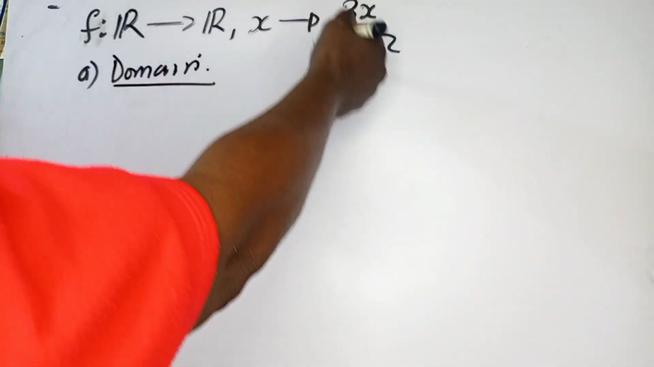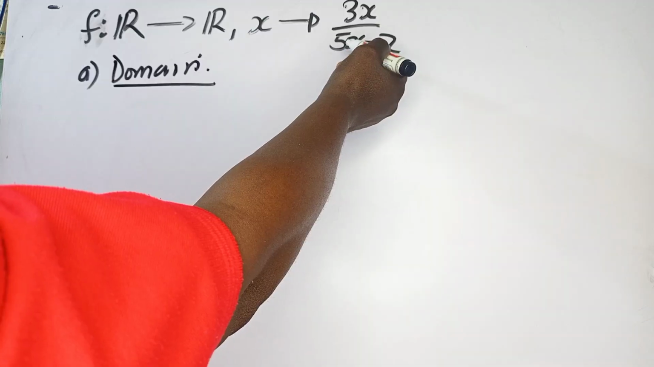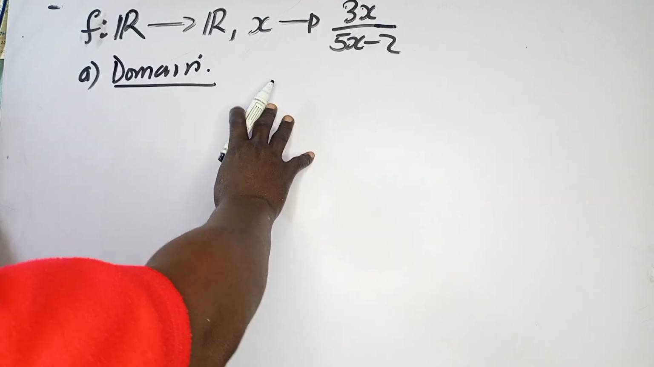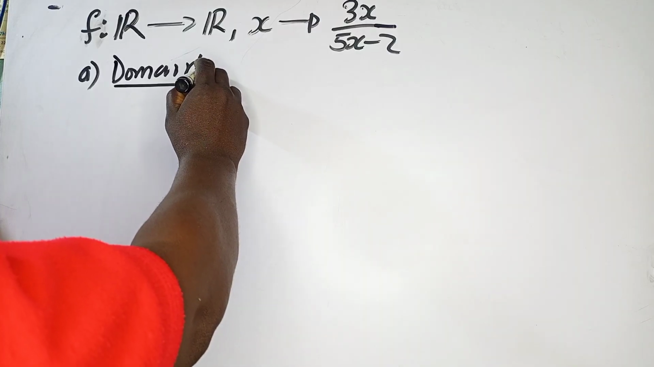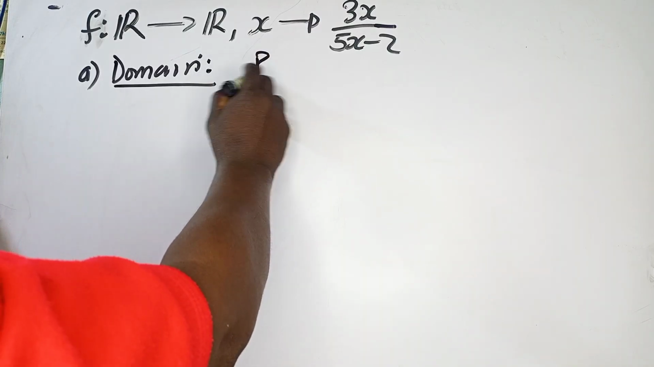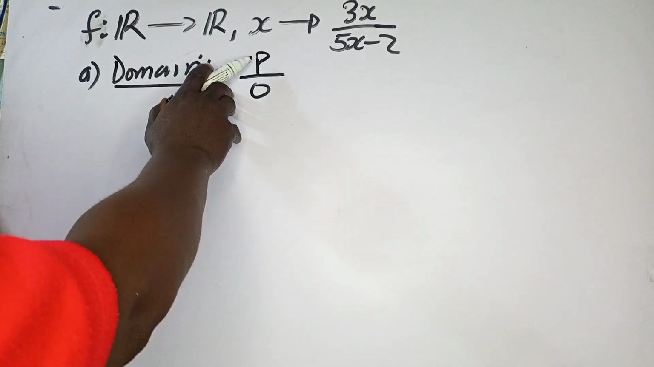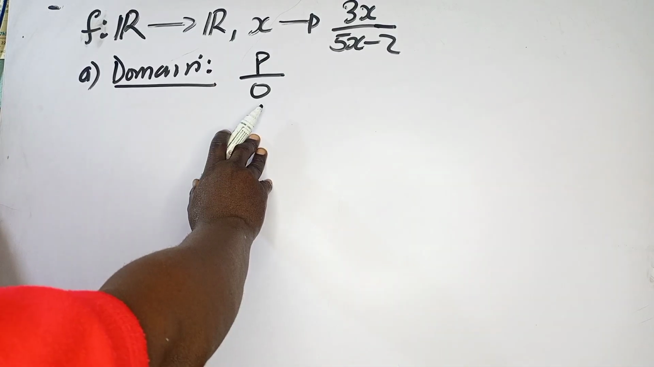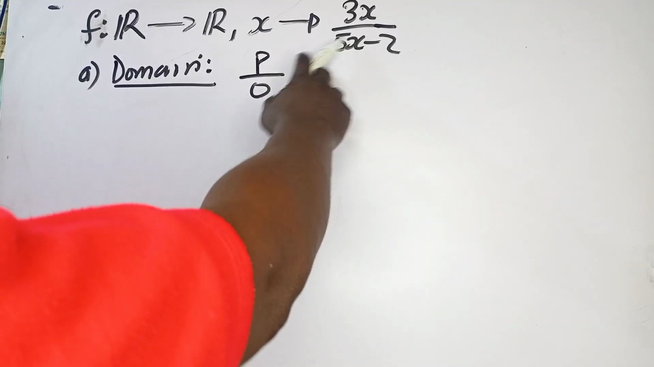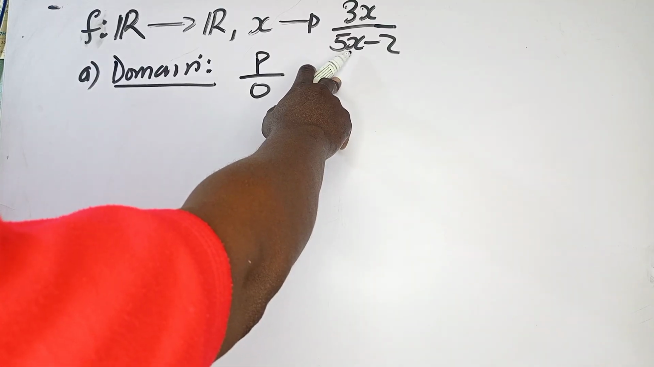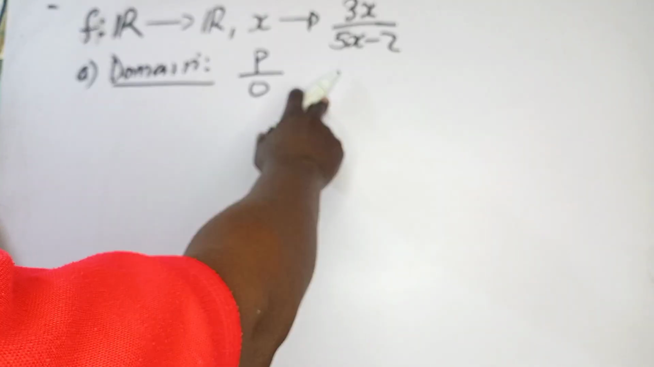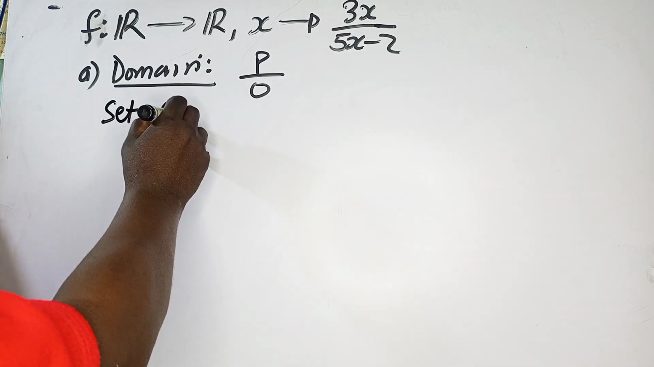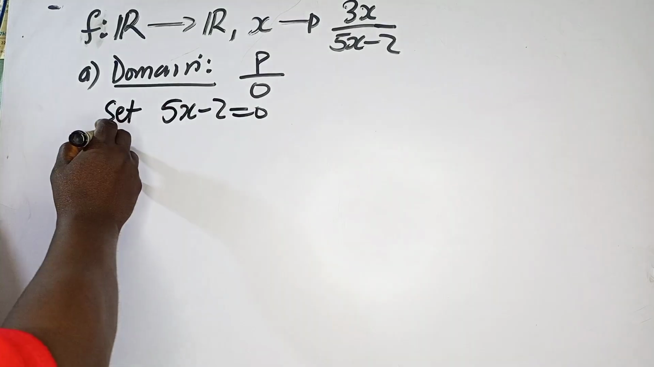Now, this is a rational function. All functions that have a numerator and a denominator are called rational functions. Such functions are not defined where there is a non-zero numerator and a zero denominator. They are not defined for any value that will render the denominator 0. So which values of x will render 5x minus 2 zero? To get those values, we set 5x minus 2 equal to 0 and solve.